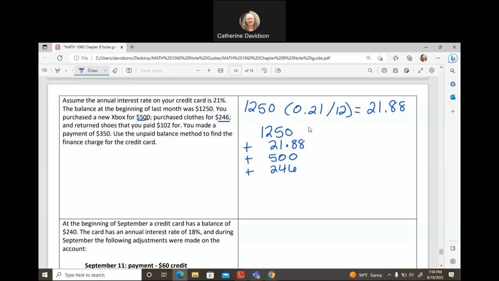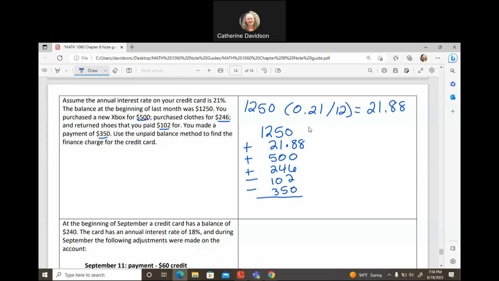You return shoes that you paid $102 for. So if you're returning them, what does that do? Decreases the balance. And then you make a payment of $350. What does that do to the balance? It decreases it.